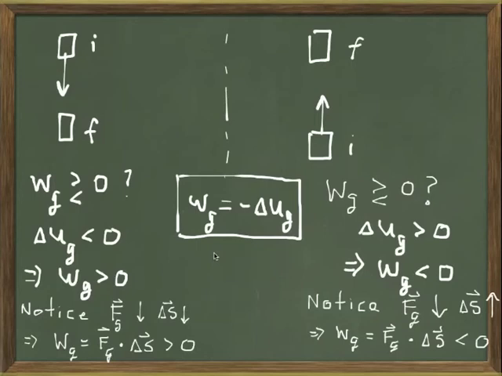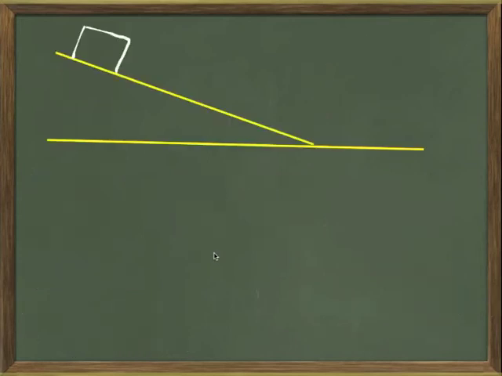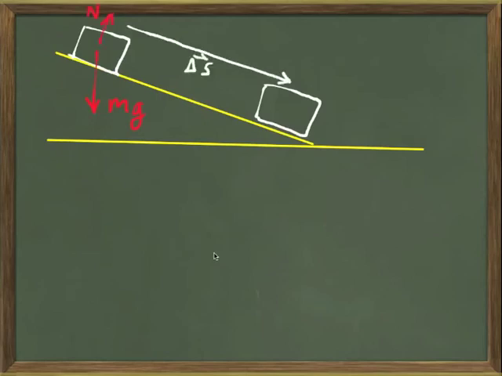90 and 270, you will get a negative value. So we just looked at the work done by gravity in a specific situation where the object is falling straight down. What if the object is not falling straight down, but it's sliding down an incline, no friction, going from some initial height to the bottom?